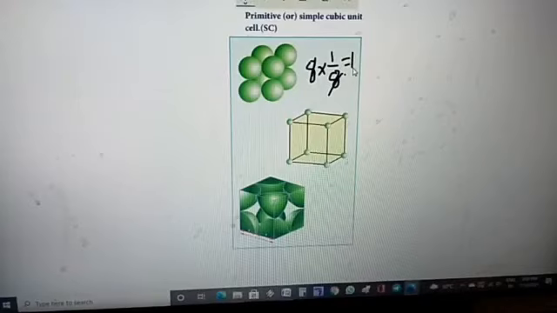So how many atoms are present in a primitive cubic unit cell? Only 1 atom will be present in the unit cell. So the number of atoms per primitive cubic unit cell is nothing but 1. Okay. Next, the body centered cubic unit cell.